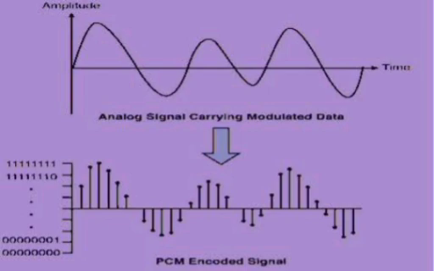Non-coherent PSK: S1 of t equals A cos omega c t, S2 of t equals minus A cos omega c t. Bandwidth equals 2 RB.